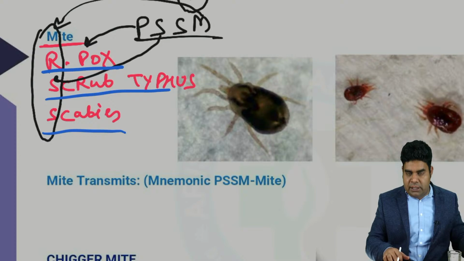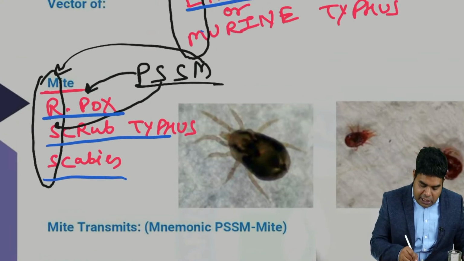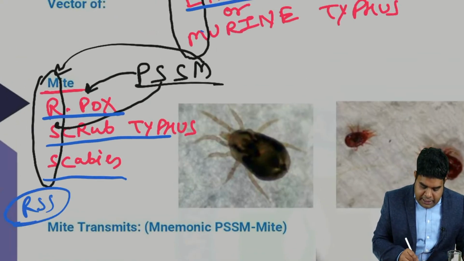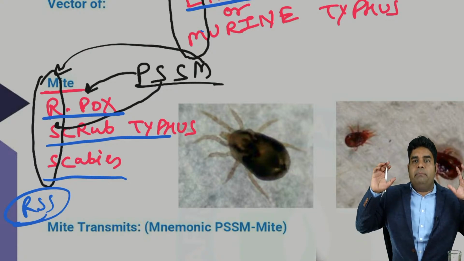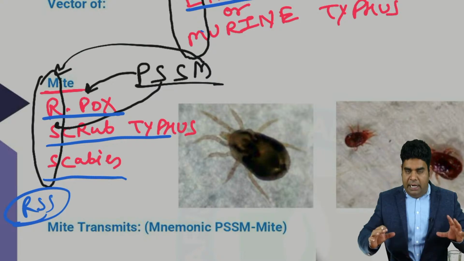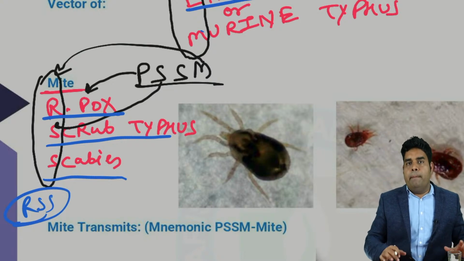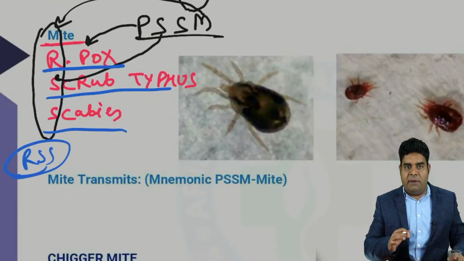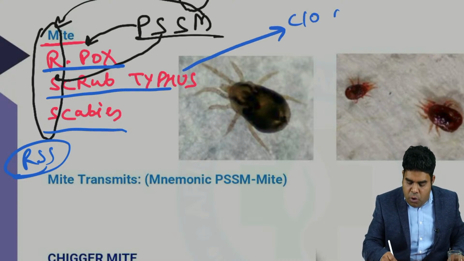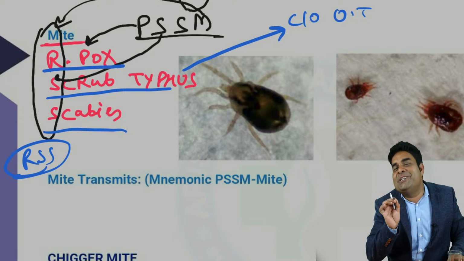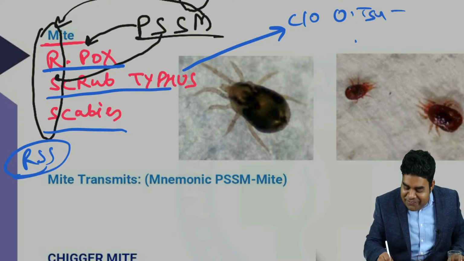But in one of the classes, a student Anil said that, sir, RSS can also be made a mnemonic, na? I said, okay, it's up to you whether you take RSS as mnemonic or PSM. But the main thing is to remember the illnesses. RSS, PSM, both work: rickettsial pox, scrub typhus, scabies. And I hope you all know, scrub typhus is caused by Orientia tsutsugamushi. And they ask it very commonly.